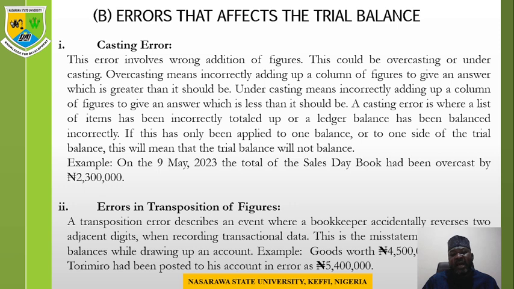Now, one unique thing about this error of transposition is that in most cases, you get to know that there is a transposition of figures in your trial balance when you realize that the difference in the trial balance gives you a figure that is divisible by 9. It tells you there is a possibility of what? Transposition of figures in your records. Then you go back to your books and start checking. Are there figures that ordinarily you should have written in a particular way, but you transposed the number?